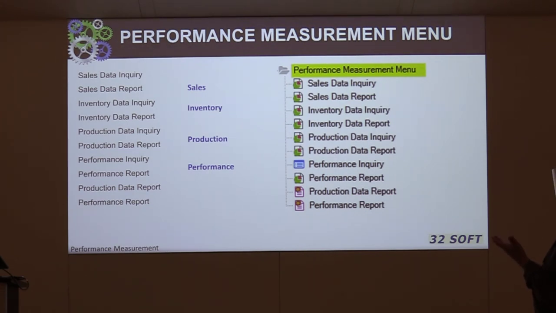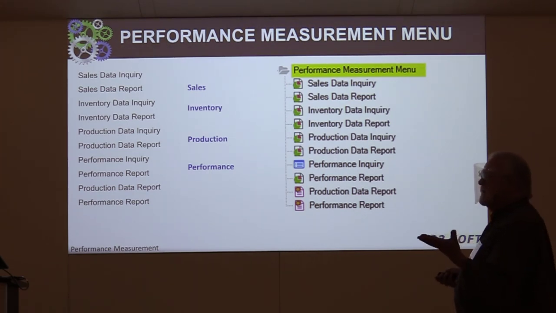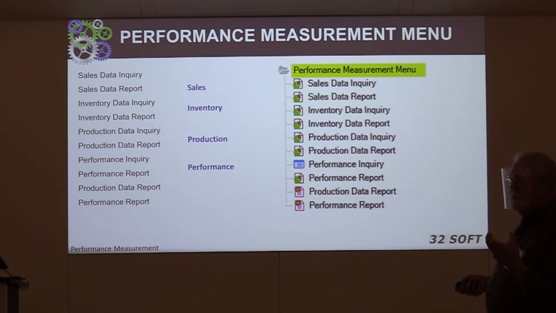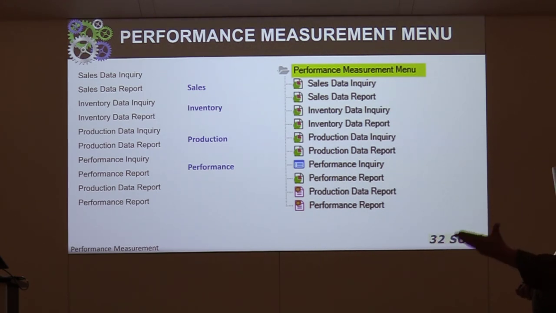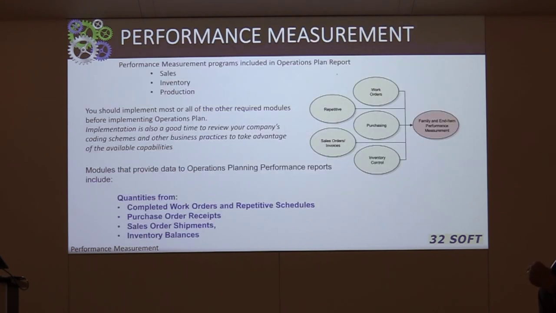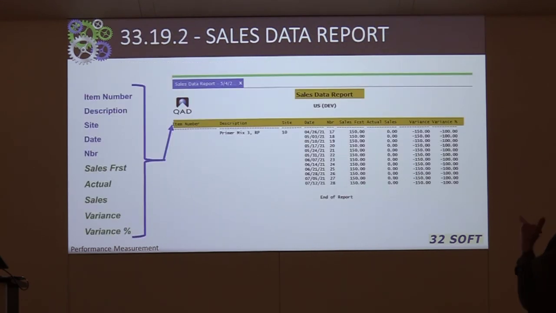Performance measurement, this is what encourages senior management to trust what you're doing. So QAD has a whole set of tools in sales, inventory, production, and basic overall performance processes. So this is going to give you that ability to take quantities from completed work orders, repetitive schedules, purchase orders, sales, import, inventory balances, and report it against that sales and operations plan that you developed.